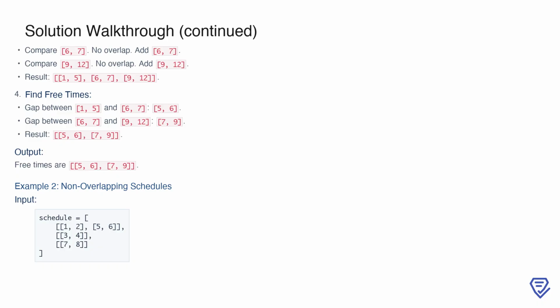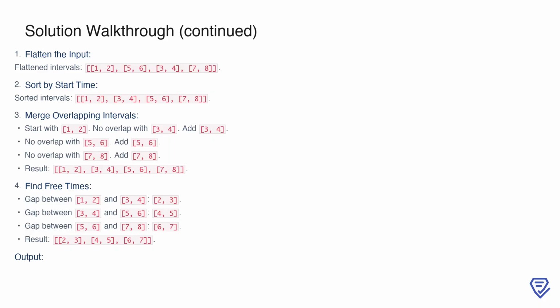After merging the first three intervals, we move to [6,7], which does not overlap with [1,5], so we add it as a separate interval. Similarly, [9,12] does not overlap with [6,7], so we add it as well. This gives us the merged intervals [1,5], [6,7], [9,12]. Now, to find the free times, we look for gaps between consecutive intervals. The gap between [1,5] and [6,7] is [5,6], and the gap between [6,7] and [9,12] is [7,9]. Thus, the free times are [5,6], [7,9].